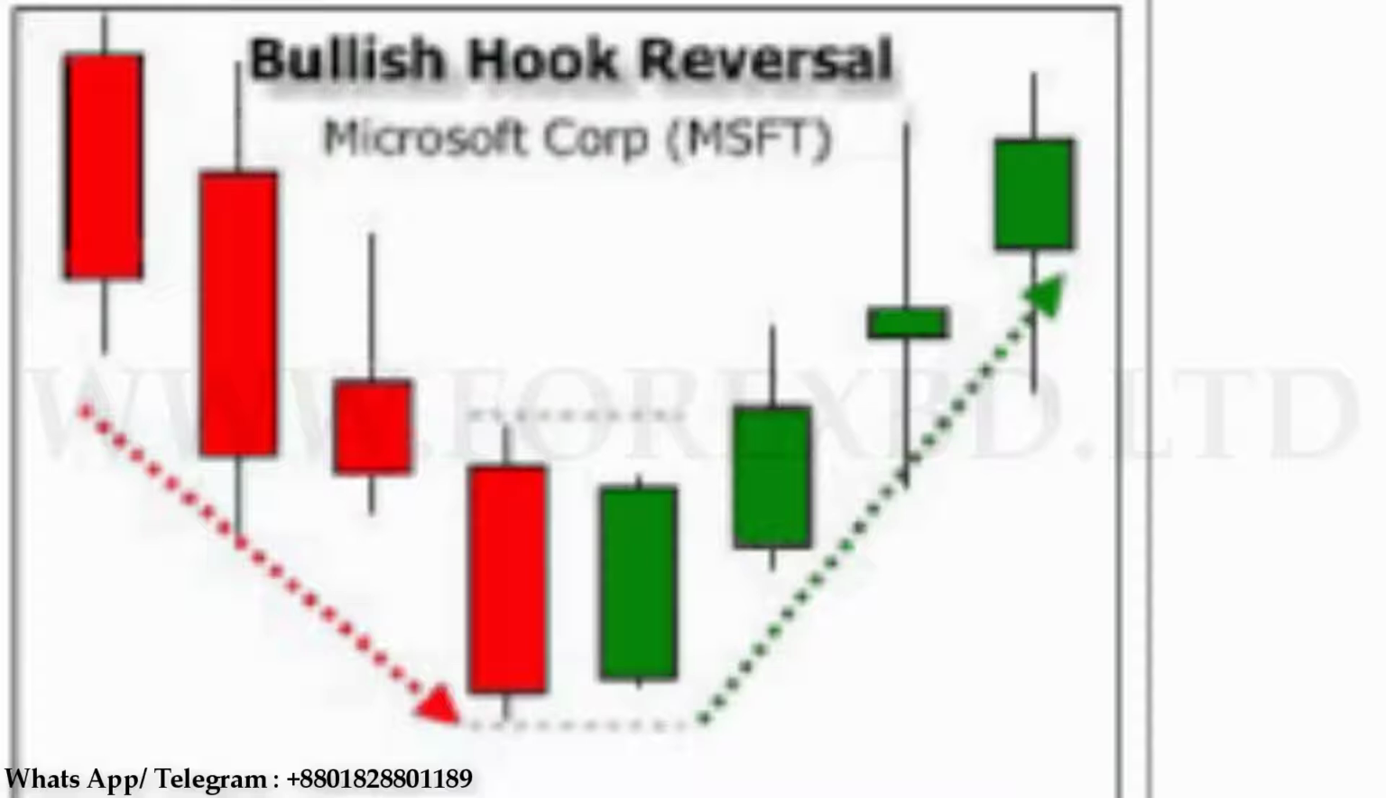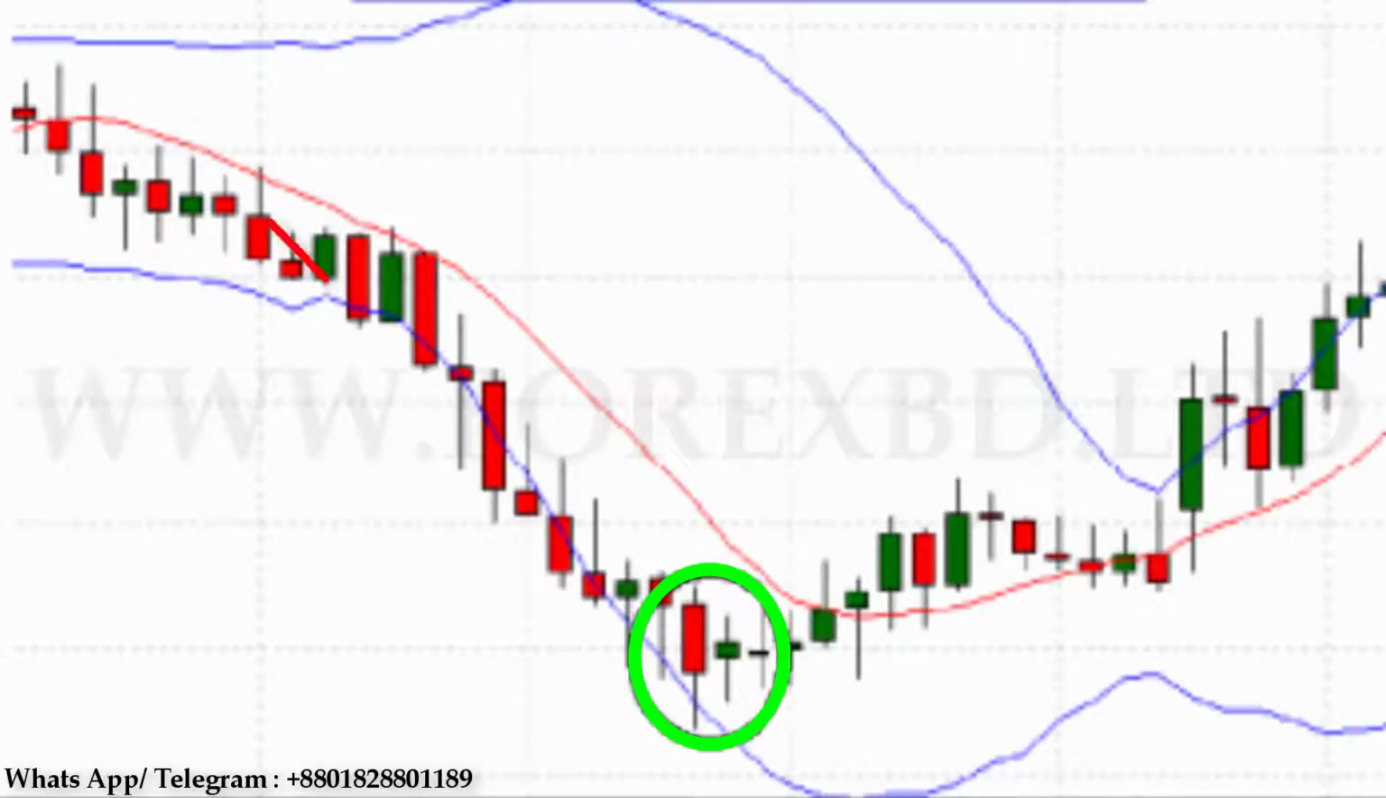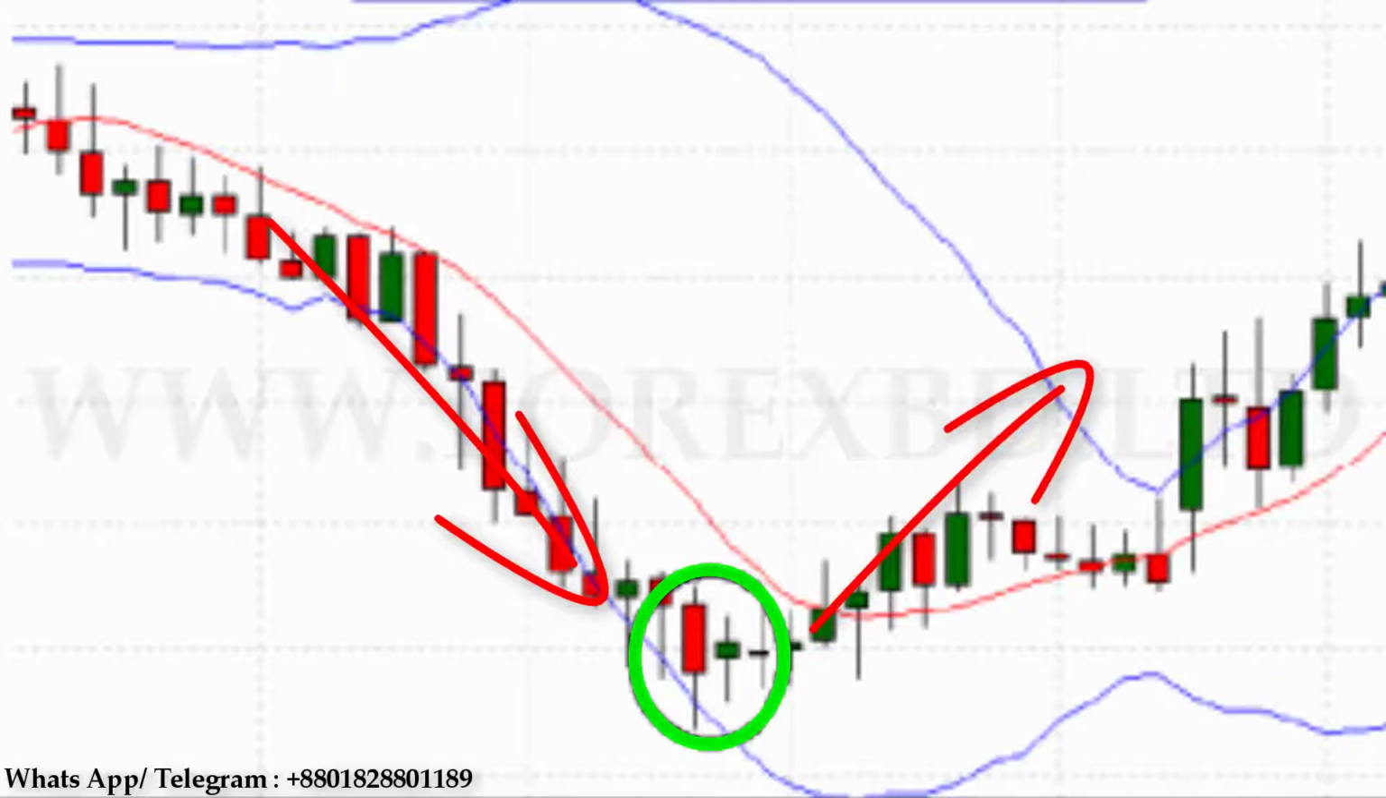Hook reversal bullish. In a downtrend market, if there is a bullish candle after a large bearish candle whose high and low are limited to the high and low of the previous bearish candle, then the combination of these two candles is called hook reversal bullish. I say again, in a downtrend market, if there is a bullish candle after a large bearish candle, within the high and low of the previous bearish candle, then the combination of those two candles is called hook reversal bullish. This pattern provides an uptrend reversal signal.